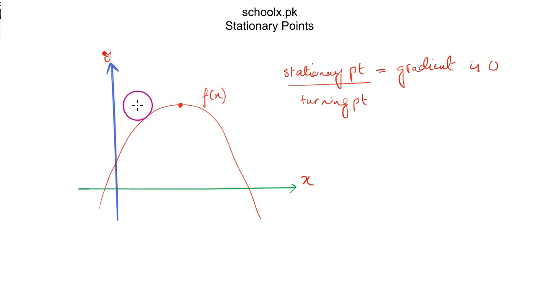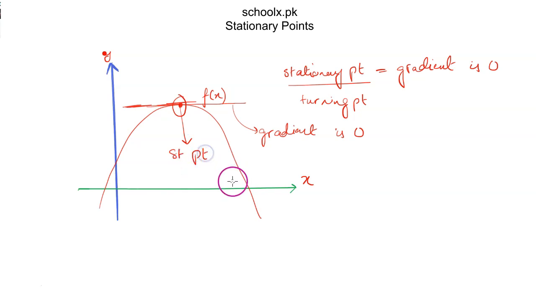If I draw a tangent at this point, the gradient of the tangent will be 0, right? Because it is horizontal, it is parallel to the x-axis. So the gradient of this point is 0, hence this point is called the stationary point or the turning point.